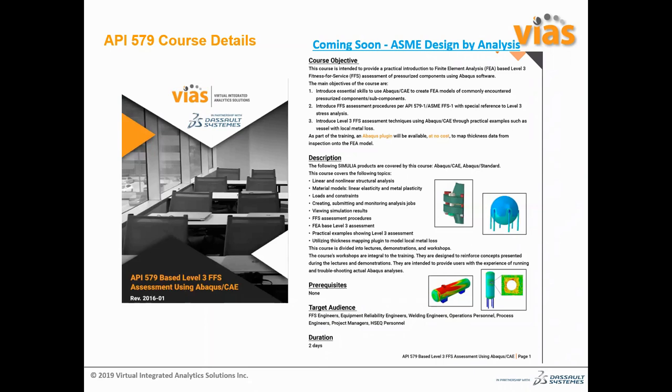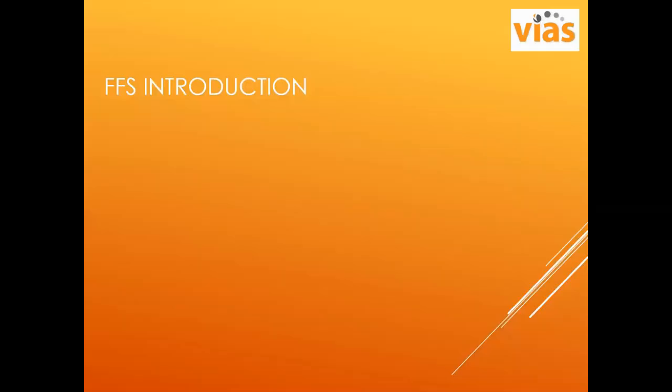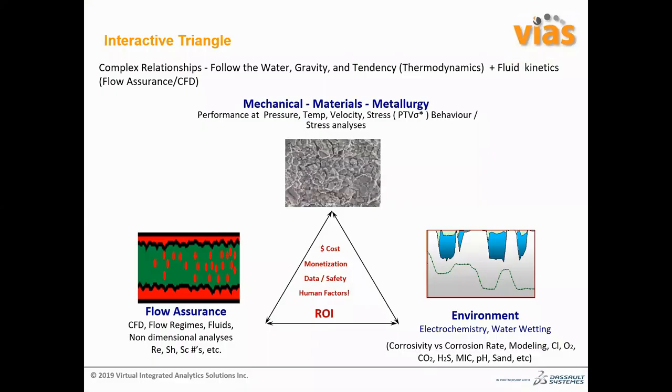This is for the API 579 course. And also we are developing an ASME design by analysis course as well. So this shows how, using Abaqus, you can solve problems related to your various analyses in API 579 for level 3. And for those who probably don't know much about the different levels, I'll have a slide for that, which I'll talk about briefly.